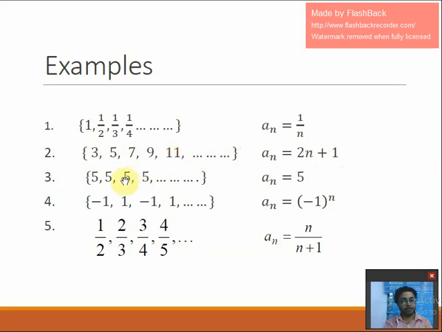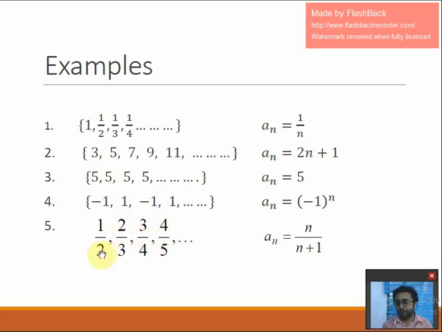Okay. Now, 5, 5, 5, this sequence is a constant sequence. So, you can choose any two values, suppose 4 and 6, in between which we have all the values. So, you can say this sequence is also a bounded sequence. Similarly, this one is also bounded in between minus 1 and 1. Now, what about this one?